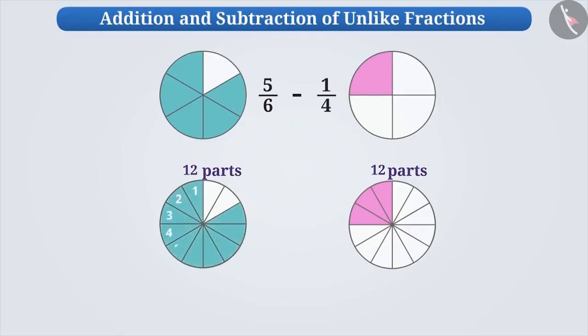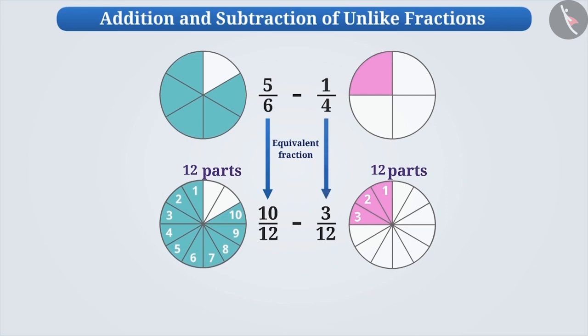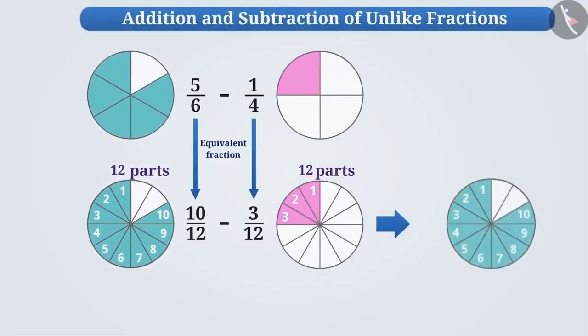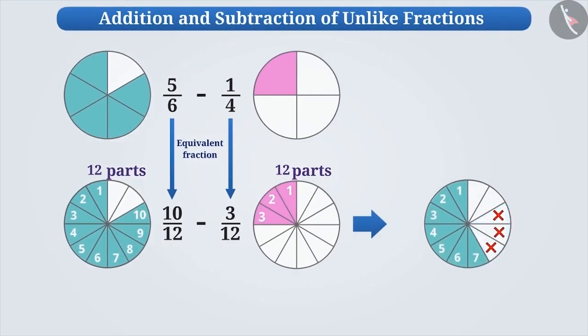Since here 10 out of 12 parts are shaded, the fraction is 10 by 12. Similarly here, 3 out of 12 parts are shaded. Therefore, the fraction is 3 by 12. Thus, the equivalent fraction of 5 by 6 is 10 by 12 and the equivalent fraction of 1 by 4 is 3 by 12. Now, since the denominators are equal, we can subtract 3 parts from 10 parts. After subtraction, 7 out of 12 parts are remaining. Therefore, the subtraction of 1 by 4 from 5 by 6 is 7 by 12.